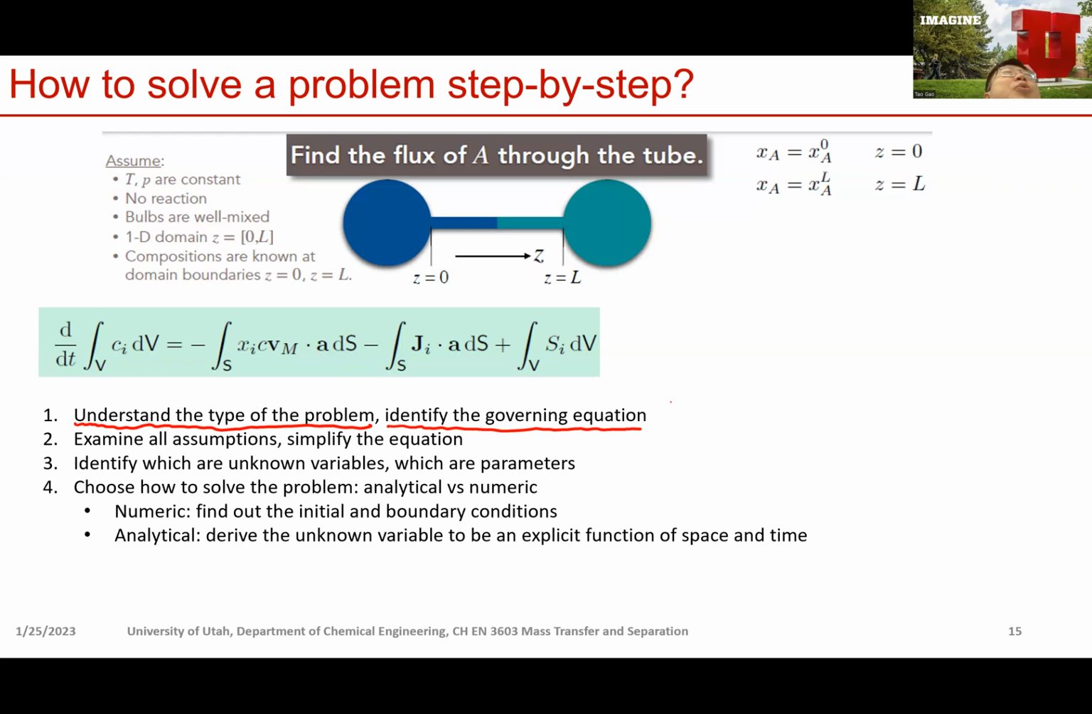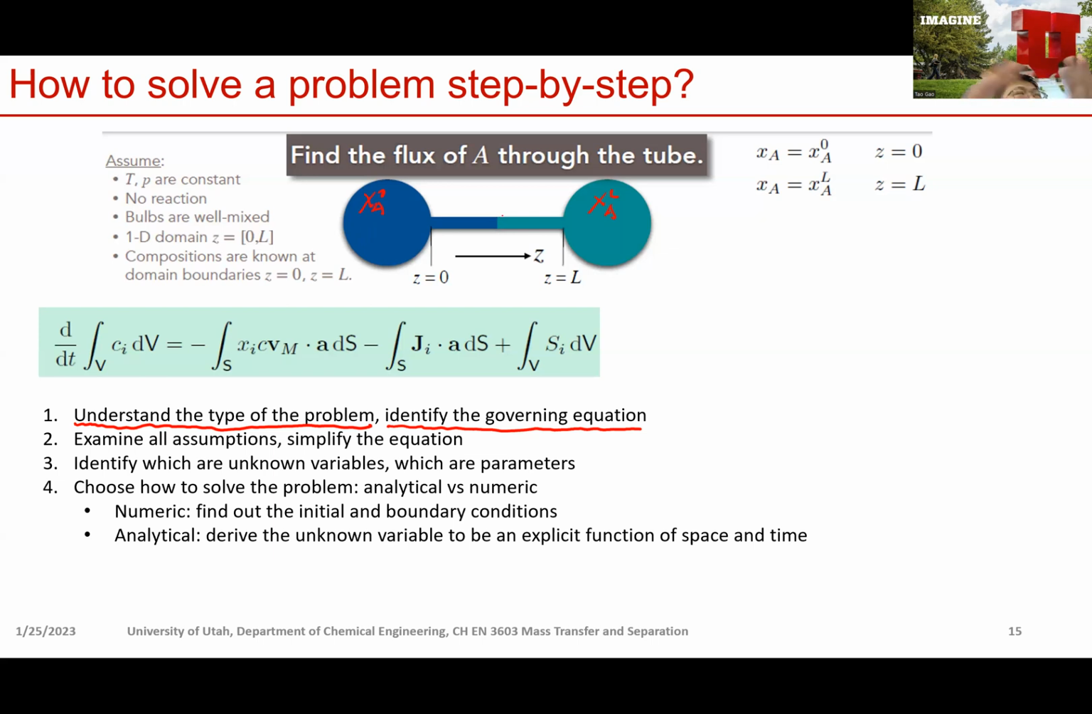In our particular problem, we are given two bulbs with known concentration of species A, and they are connected by a tube. The concentrations in the left bulb and right bulb are not necessarily the same, which means there's going to be a concentration difference, and we know that's going to cause mass transfer. Here in this bulb we have the concentration of A to be XA0, and on the other side we have another value.